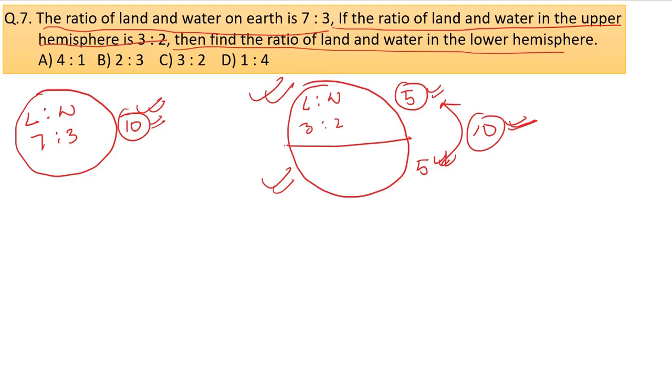And then in the lower hemisphere, land to water: the total of land was 7, and in the upper hemisphere we already used 3 units, so the remaining will be 7 minus 3. And in the water case also, originally it was 3, and we already used 2 parts of it in the northern hemisphere. The remaining will be 3 minus 2, so that is 4 is to 1. So option A is the correct answer.